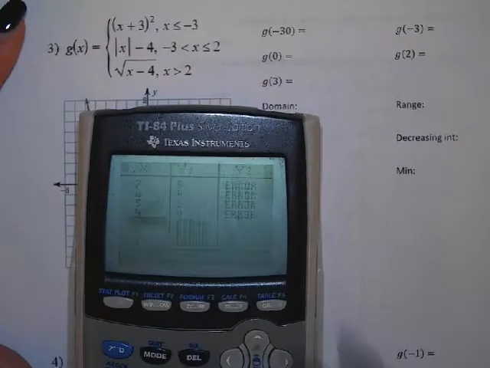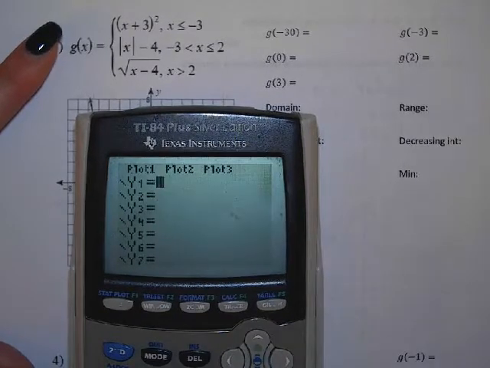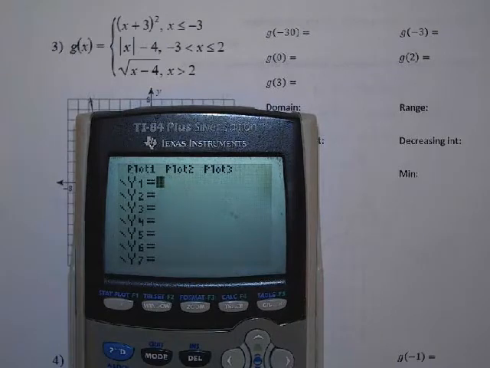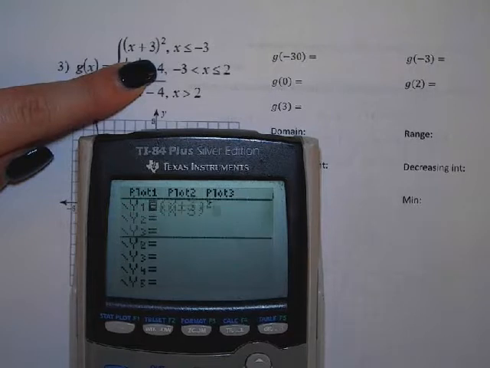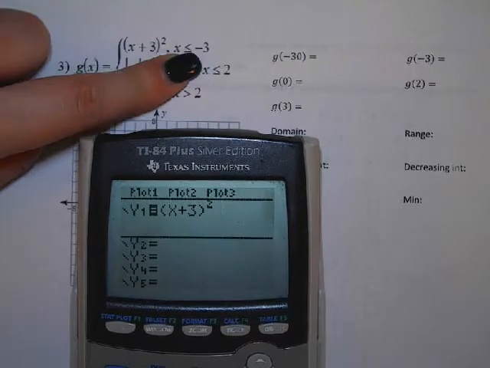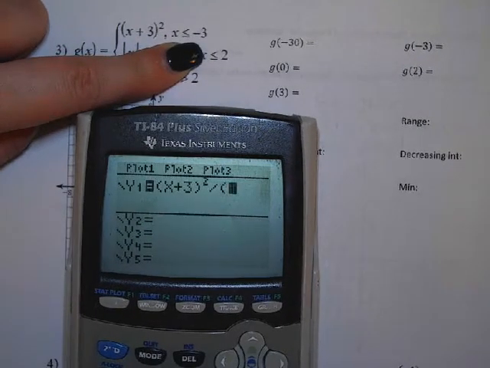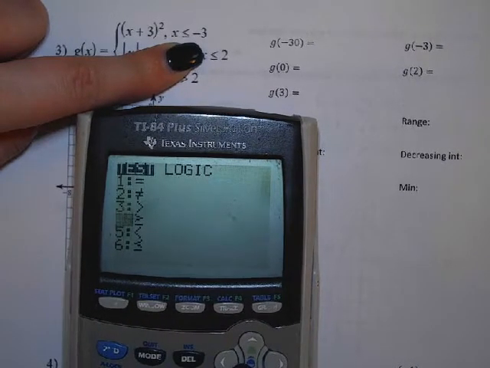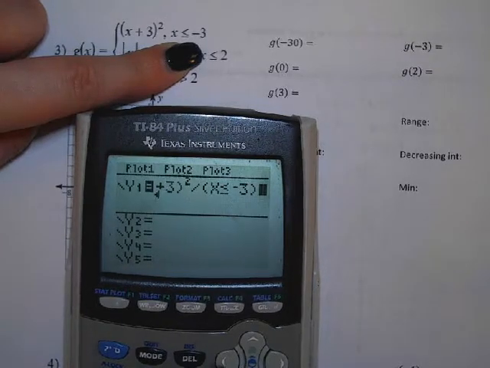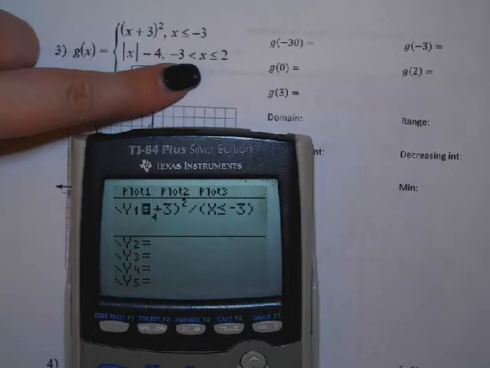Number 3. All right. Let's get this one plugged into our calculator. We can use it to help us do the problem. So I've got x plus 3 squared, division. I'm going to start plugging in the domain. Now, when you get to the second one, you're going to have to wait because this one is not as easy to plug in as you would think.